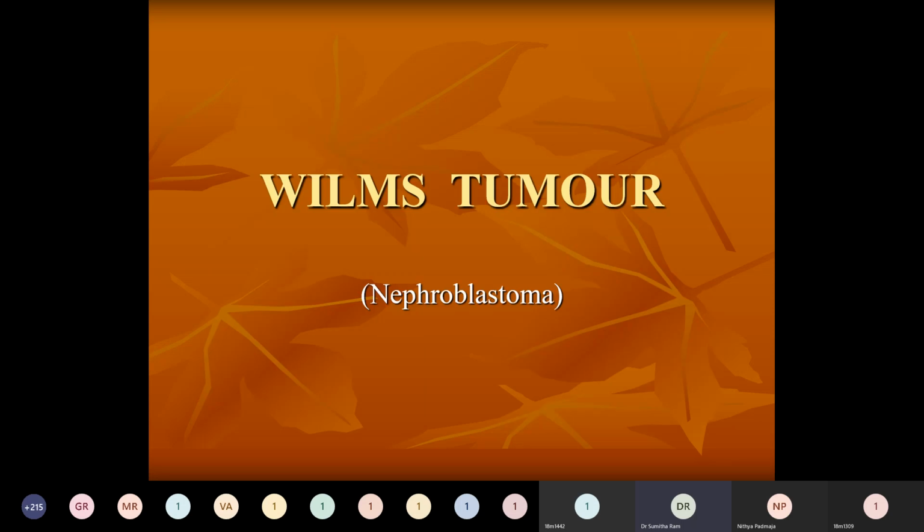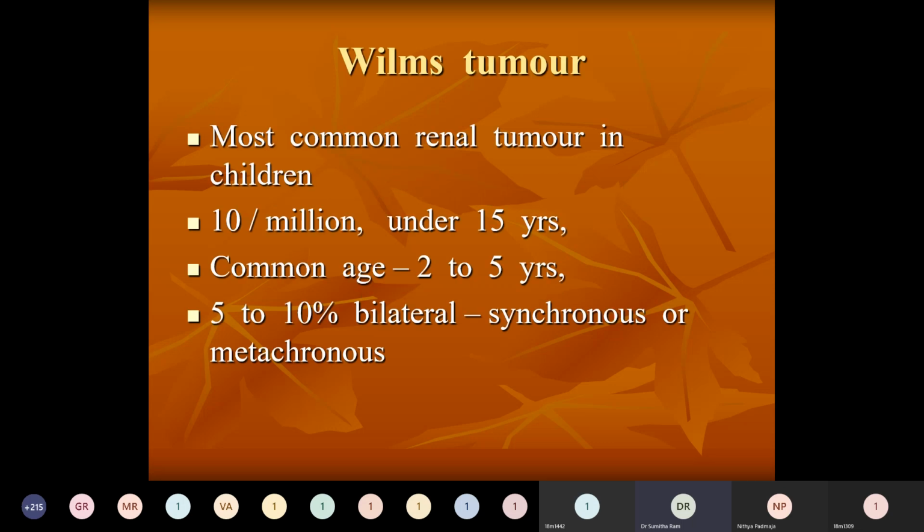Now, this is about renal cell carcinoma. Next, we're going to talk about Wilms tumor, which is also called nephroblastoma. Wilms tumor is the most common renal tumor in children. It occurs in as many as 10 cases per million children, and is most commonly seen under 15 years of age. The common age group of presentation is 2 to 5 years, and 5 to 10% of these cases can be bilateral. It can either be synchronous or metachronous.